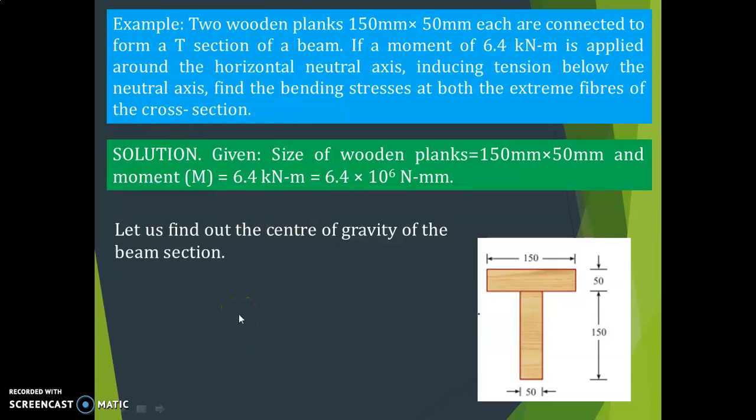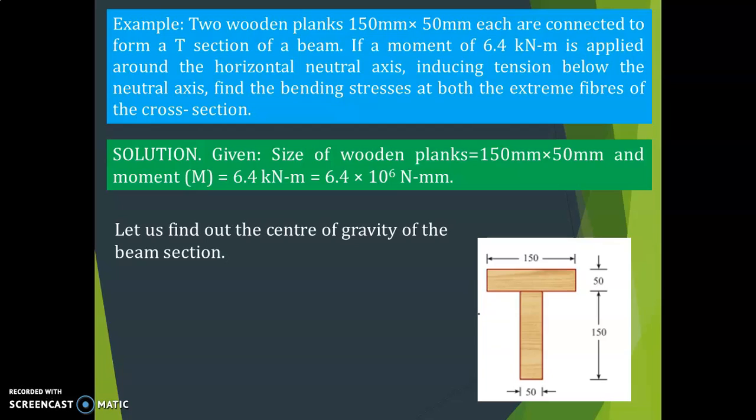So for that, first you have to calculate what is I, because that equation is M divided by I is equal to sigma divided by y. So M is given, that is equal to 6.4 kilonewton meter. M is there and I we have to calculate, and sigma, that is also we have to calculate. And y we know, once you get the position of the neutral axis, you will have y value also.